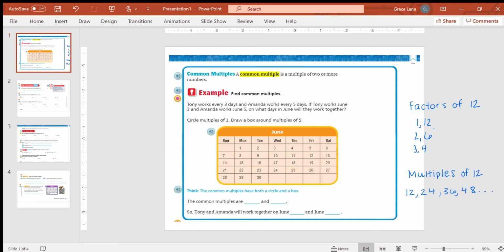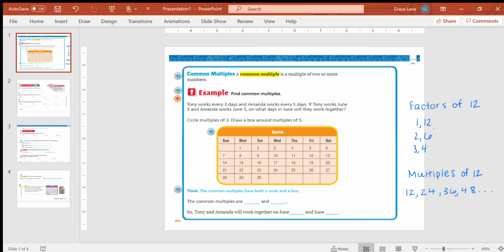And so we're going to look at some different examples today. The first one on page 300 is talking about something called a common multiple. So you might see this in real life when someone is trying to find, like in this example, days that people have in common. It says a common multiple is a multiple of 2 or more numbers. So something that they have in common.